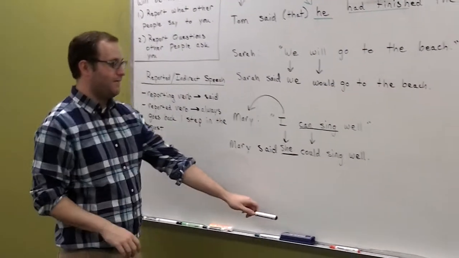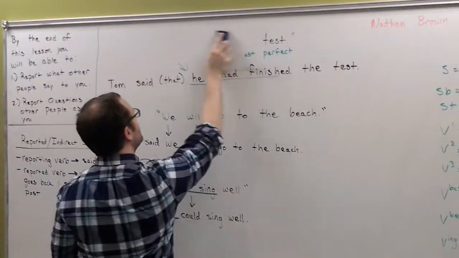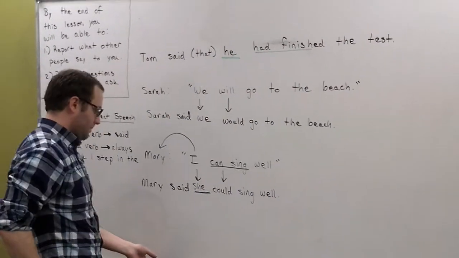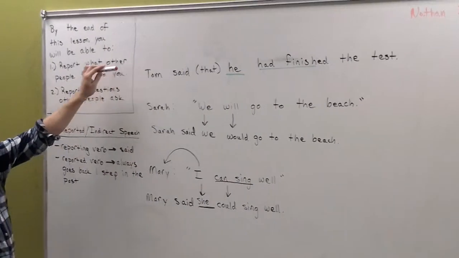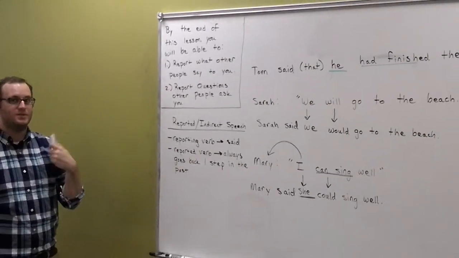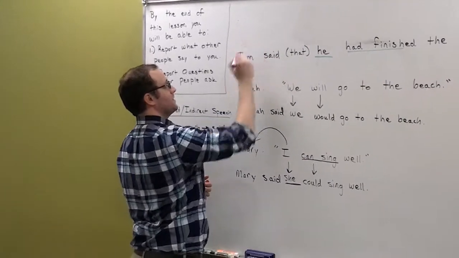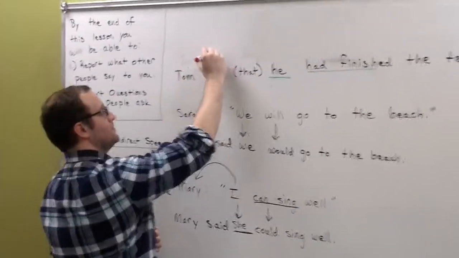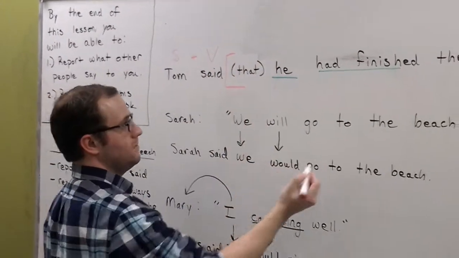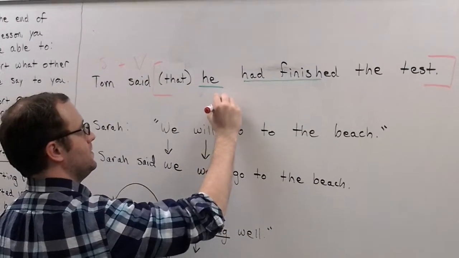Alright, so now let's look very quickly at all of our sentences with reported speech. Okay? Tom said that he had finished the test. What is the subject in this sentence? Who is doing the action? Right? Tom is the subject. What is the action? Said. What is the thing he said? This. So this is our object.